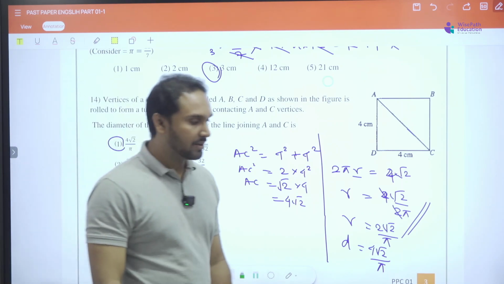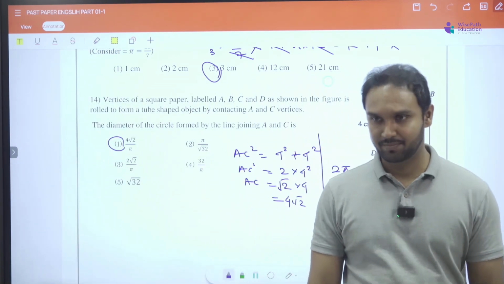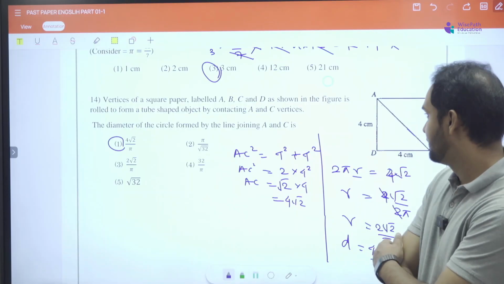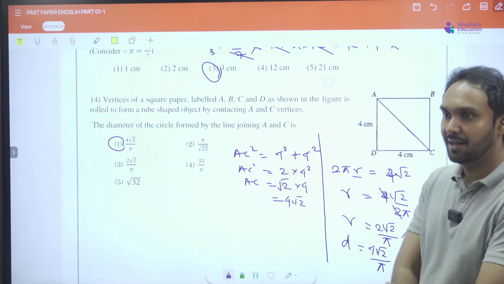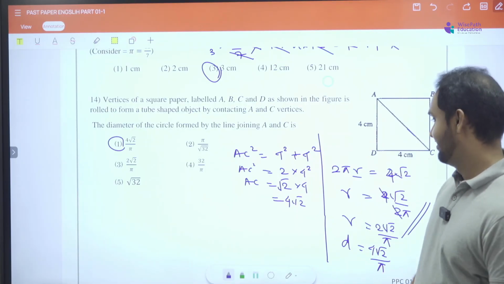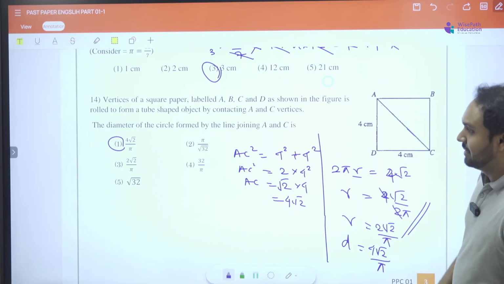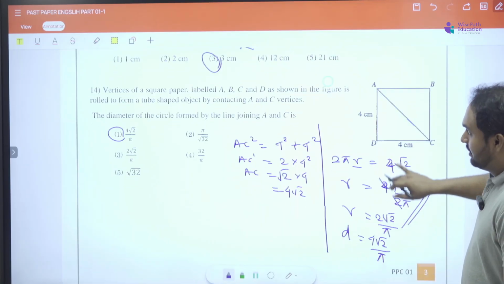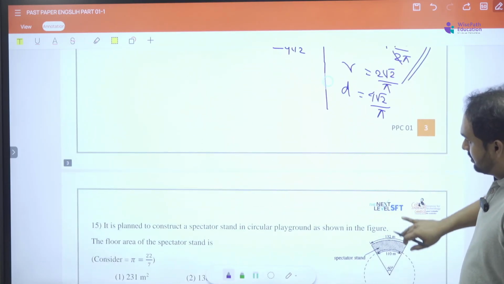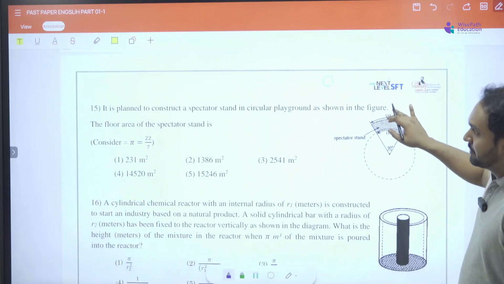I thought maybe we had to convert it into surds or something. No, it's there. Easy. That is somewhat easy. Next question.